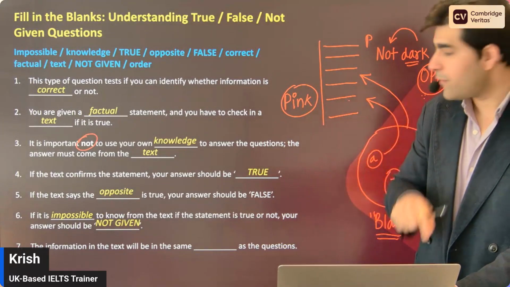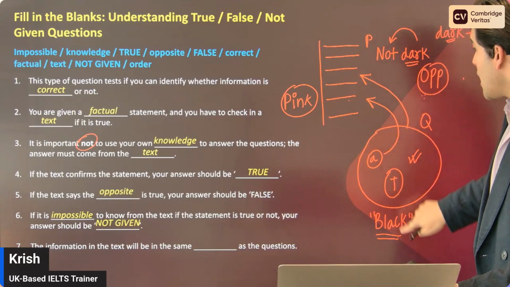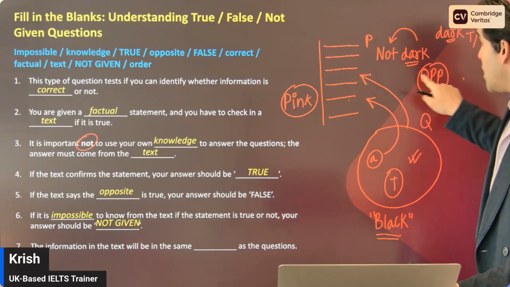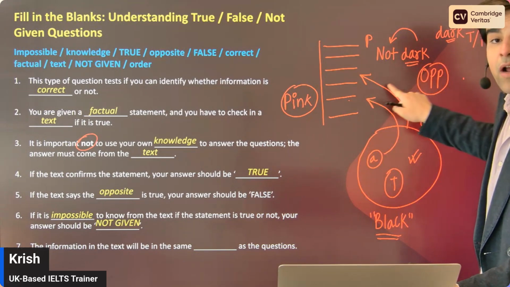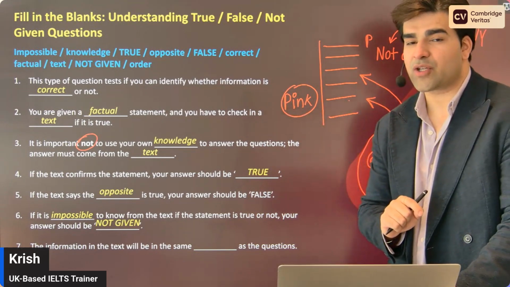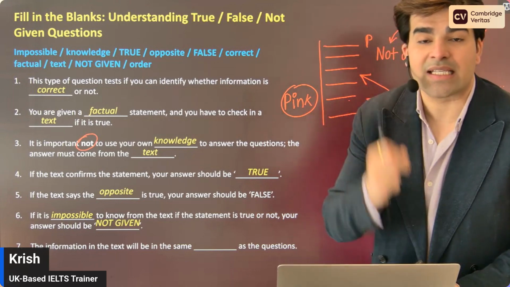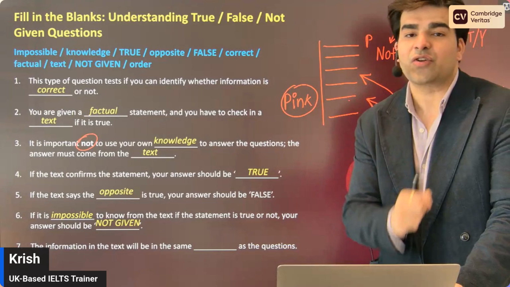I will repeat it once again for you. Same information, true. Opposite information, false. But completely different piece of information, not given. This is the secret sauce. This is the strategy for yes, no, not given questions.